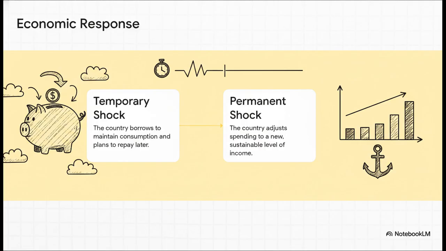If the shock is temporary, like a bad harvest, the model says the country should just borrow to keep everything smooth. Why should everyone have to suffer just because of one bad year? You finance the shortfall and you pay it back when things are good again. But for a permanent shock, the logic is totally different. If your income has fundamentally changed for good, you can't just borrow your way through it. You have to adjust. You have to find a new, sustainable level of spending.